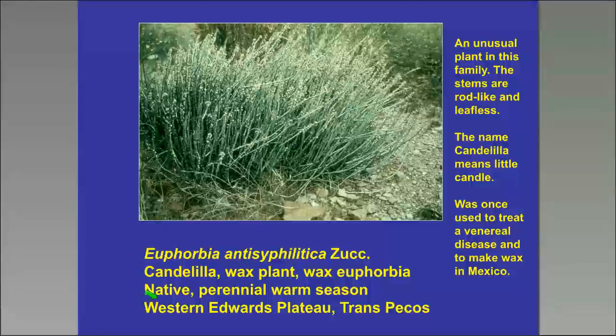So the plant is native in Texas. It is a perennial, meaning it lives for many years, and it does stay green in both the cool time of the year, the fall, winter, and spring, and it is green during the spring, summer, and fall. But the leaves and then the flowering are all going to be in the warm season of the year.